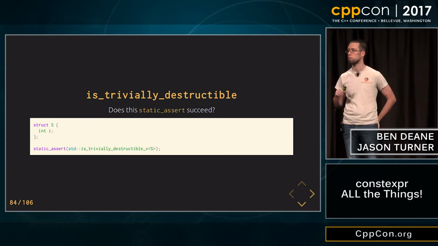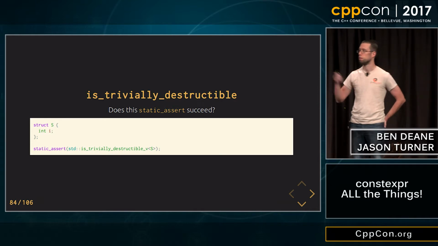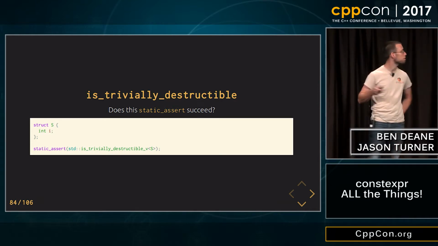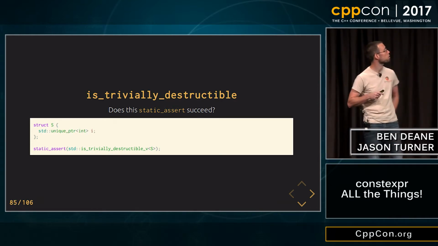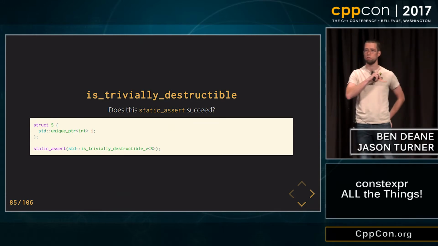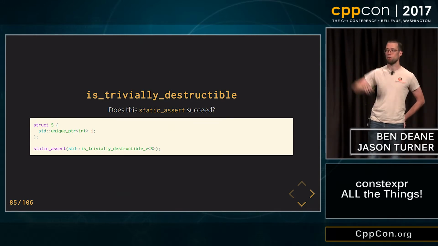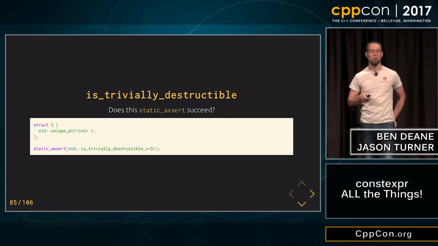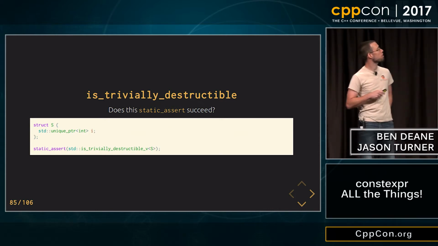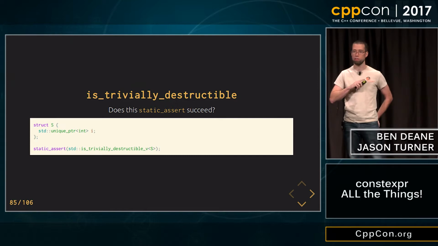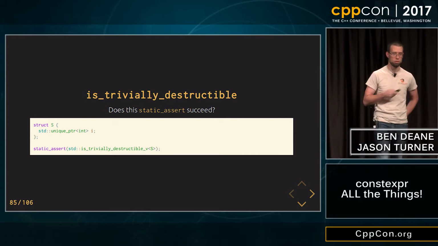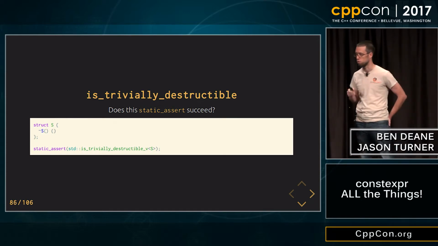Is this one trivially destructible? We all agree. Mostly still trivially destructible. Is this trivially destructible? I saw someone go like this real quick. No, this is not trivially destructible because it has a unique pointer inside it, which is itself not trivially destructible, and the automatically defined destructor there is not going to be trivially destructible.